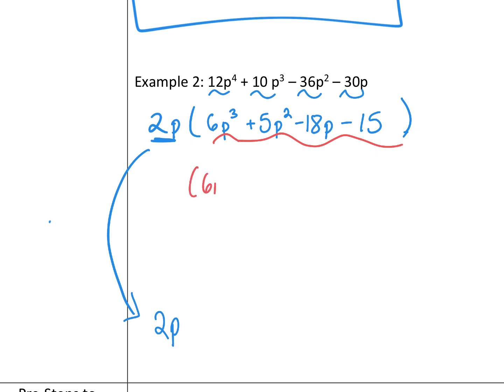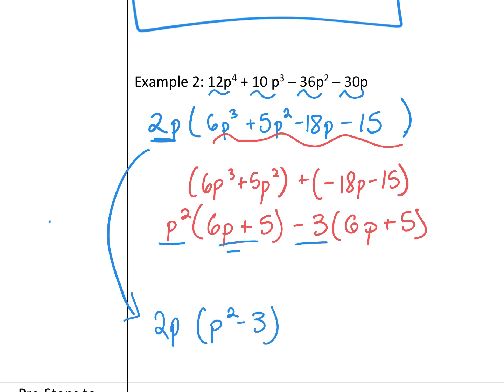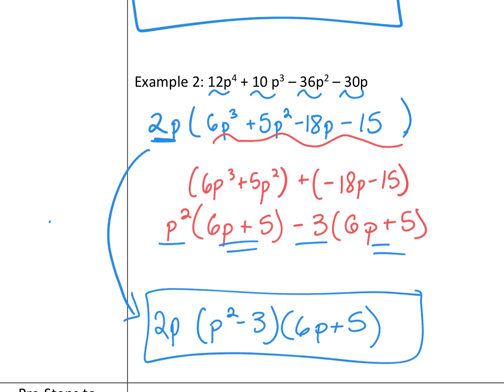Okay, what we should have done is grouped first 2 together, plus sign, second 2 together. First 2, both have a p squared. When you take that out, you get 6p plus 5. The next 2, negative 18p and negative 15, they both have a negative 3. And when you take that out, you get 6p plus 5. So, lastly, put my outsides together. Copy my insides just once. And make sure that GCF's in the front, and we're done.